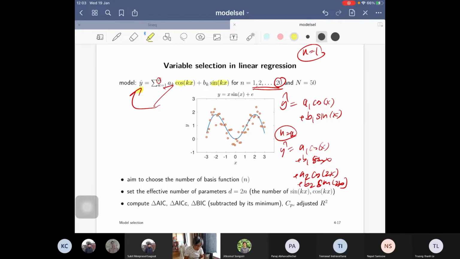In this example, my actual y, my true relationship, is a function of x times sine x plus noise, and that is the orange and blue dots.